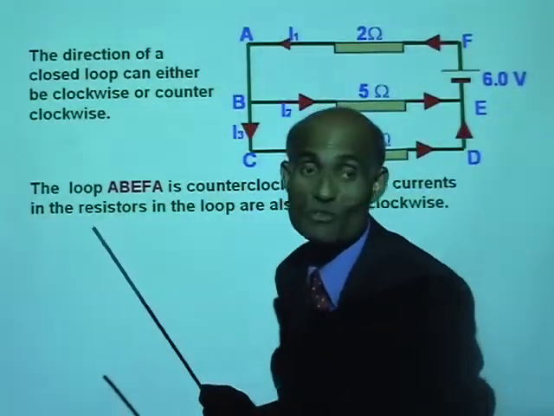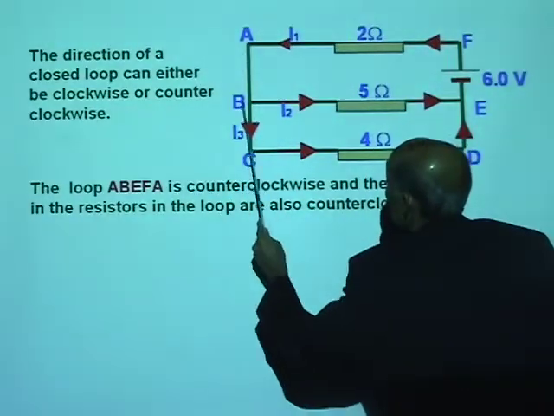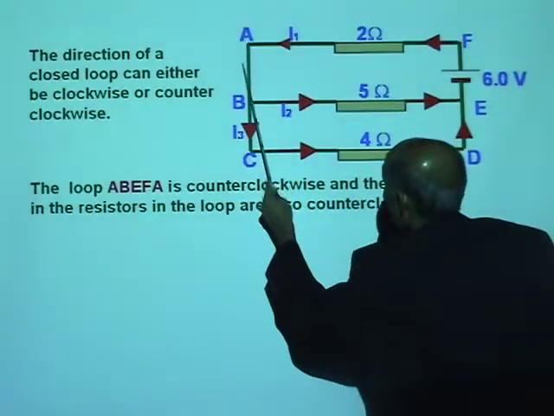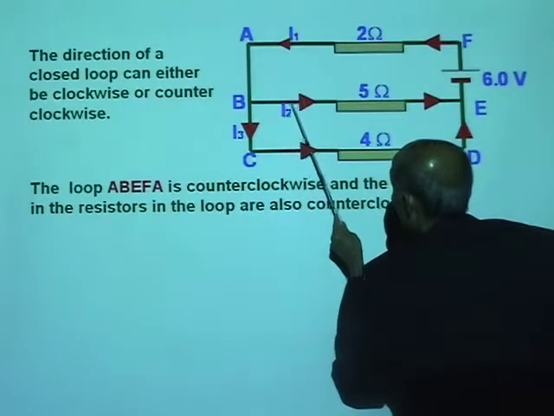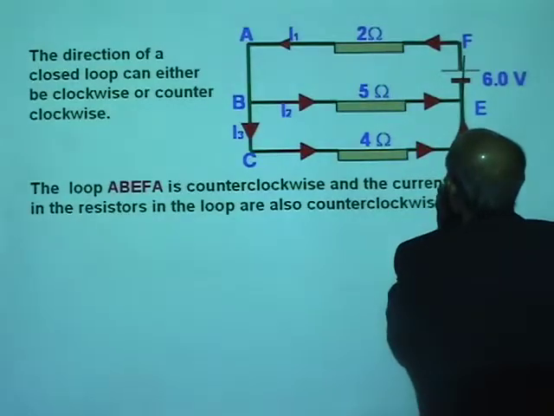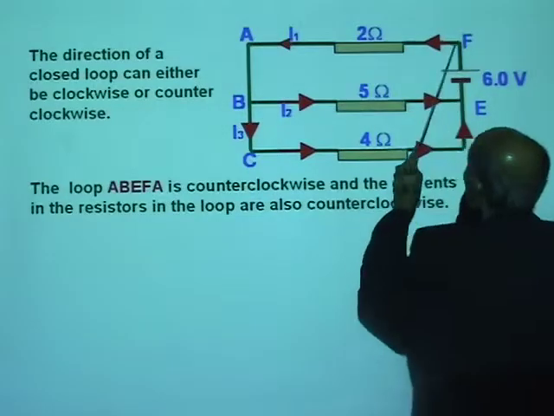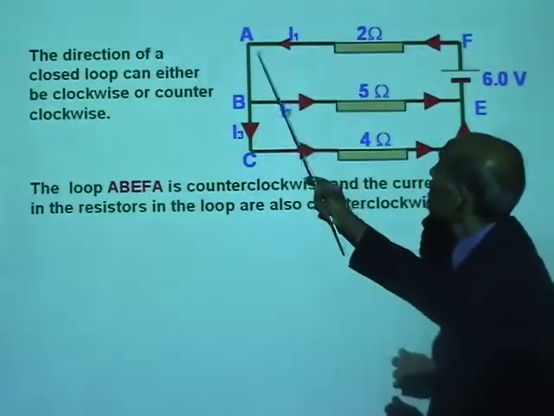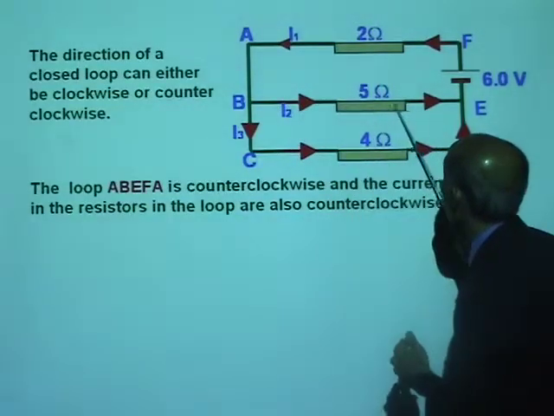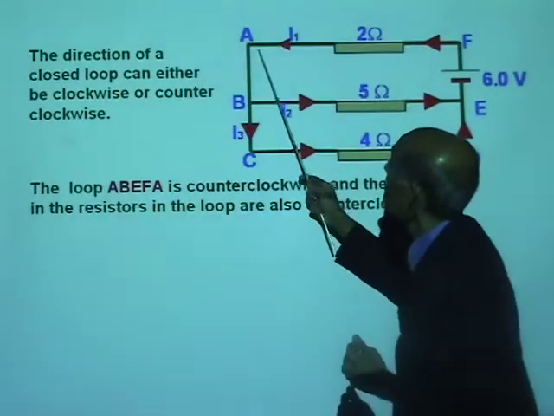Now, this is what I want you to watch carefully. Look at the way I'm tracing out the loop: A, B, E, F, A. What's the direction of the current? Is the direction of I2 the same as the direction of the loop? Very well. So when you take the loop A, B, E, F, A, the direction of tracing the loop and the direction of current I2 and the direction of current I1 are both the same.